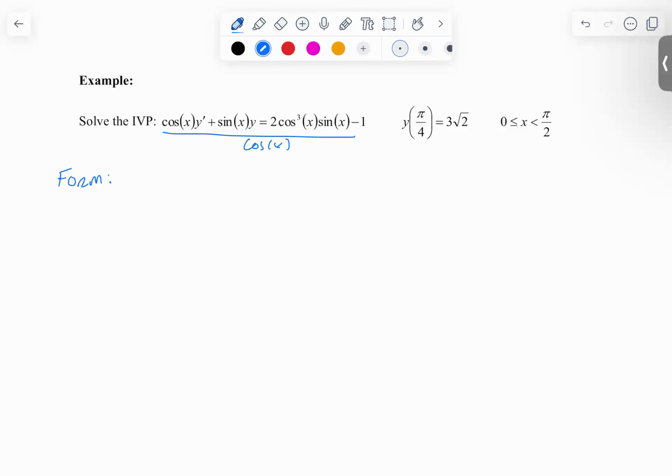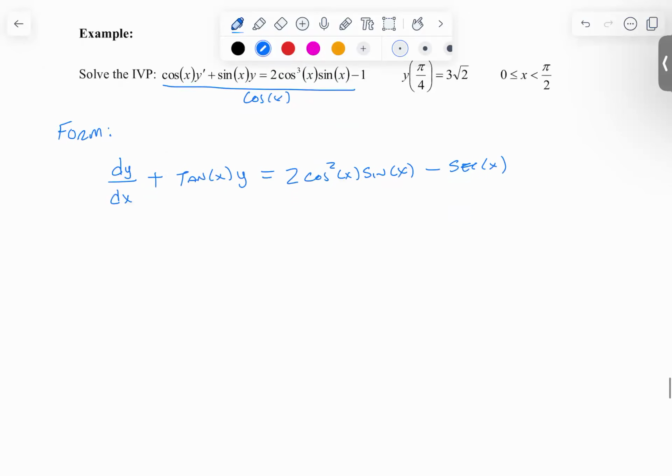Okay, so y prime. I bounce back and forth pretty commonly between y prime and dy dx. Plus sine divided by cosine, so that gets tangent, y equals, one of those goes away. 2 cosine squared x sine x minus 1 over cosine, secant. So that simplifies a little bit on the right side, but not important at the moment.